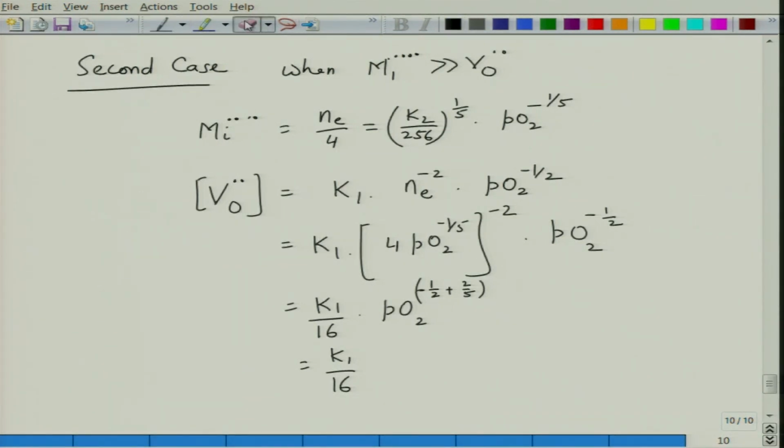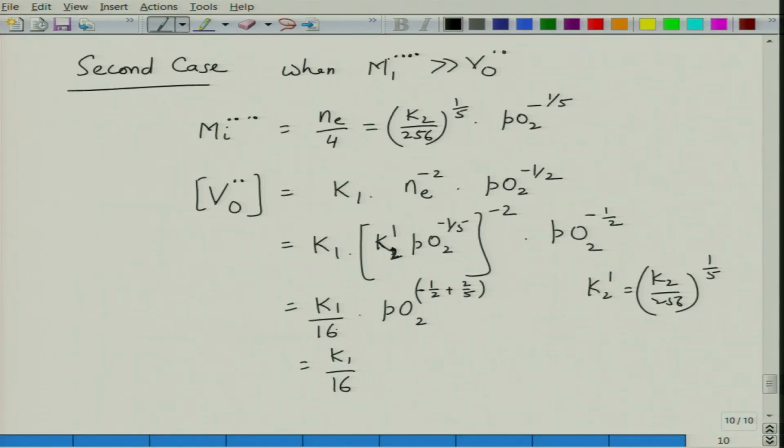Yeah, the mistake is this. So, this is VO. So, what we can do is that we can just write this K2 divided by 256 as K2 prime, some value K2 prime. So, K2 prime is equal to K2 divided by 256 to the power 1 by 5, just to make it simpler. So, this is K2 prime.